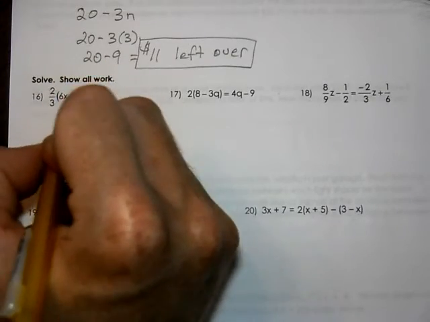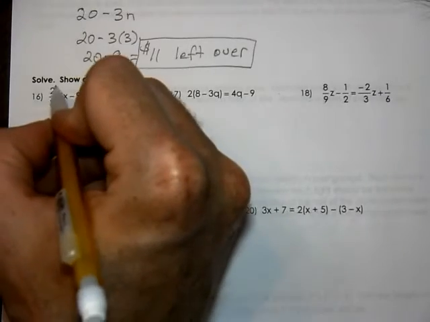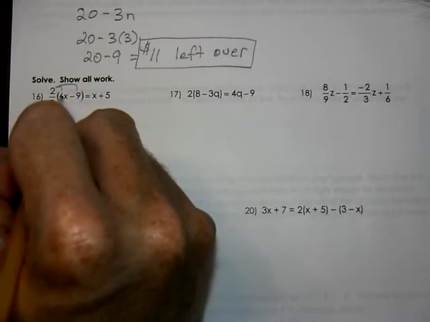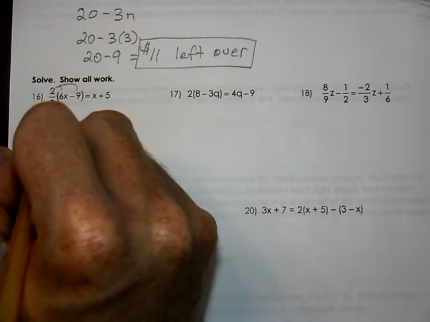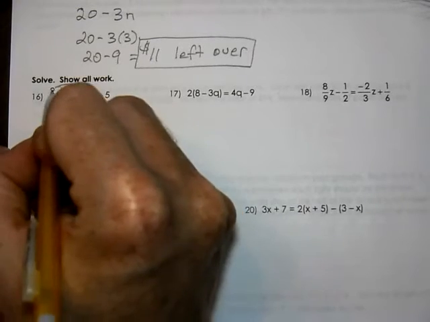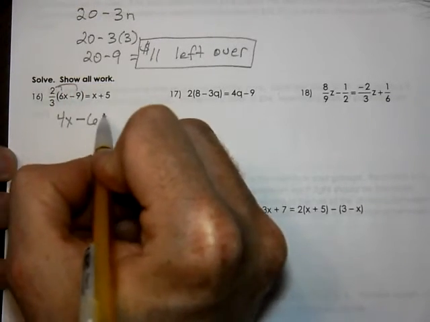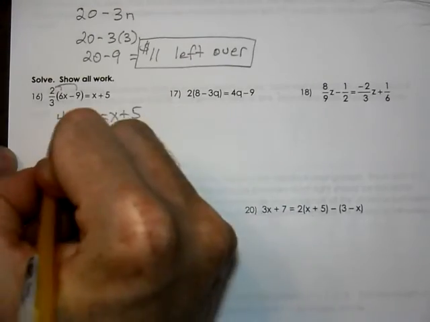Here we need to distribute. There's a couple ways that we could handle this, but 3 is going to work into each of these, so we can distribute relatively easily here. We get 12 because you only multiply the top numbers. 12 divided by 3 is 4. 18 divided by 3 is 6. Now we collect our like terms.